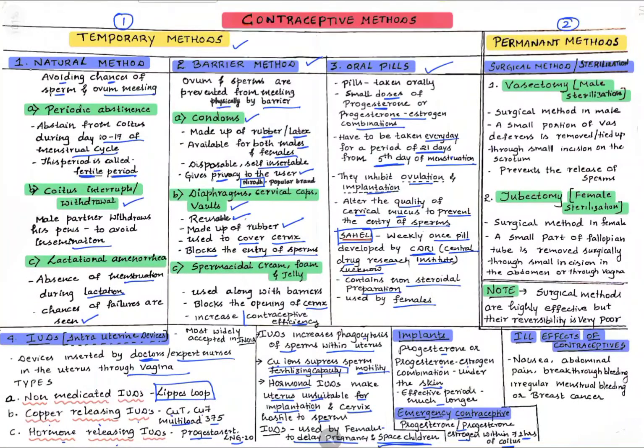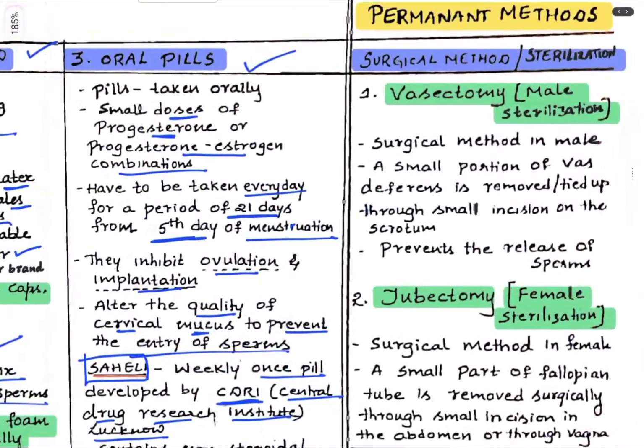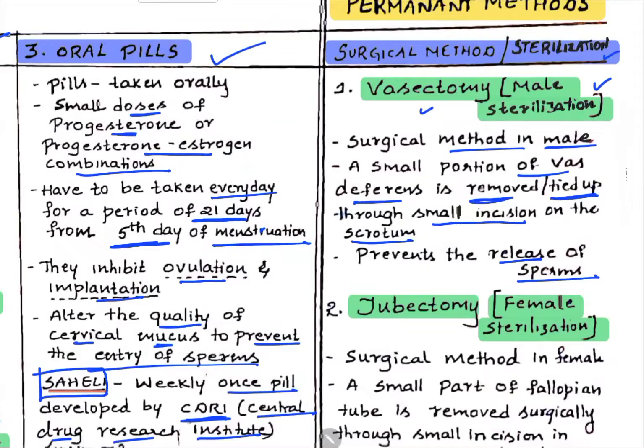Next, let us move towards the permanent methods. In this, surgical method or sterilization also we can call them. In that, first is vasectomy or male sterilization. See, this is a surgical method for males, and here a small portion of vas deferens is removed or tied up through small incision on the scrotum. This prevents the release of sperms.